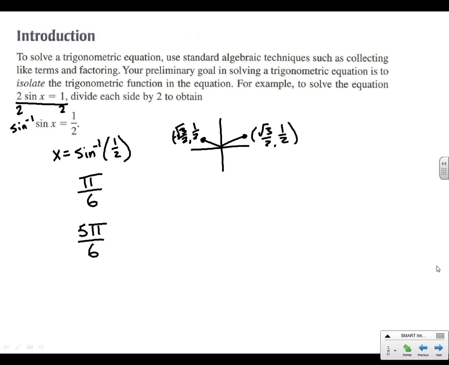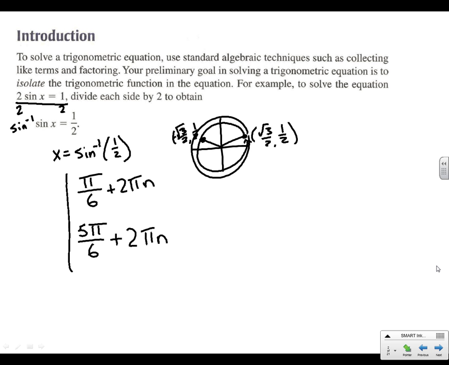But remember, we could spin around the circle and land in the same spot. So if we wanted to, we could add another 2 pi on there. And if we wanted to, we could spin around again. So we could add a 4 pi, or a 6 pi, or an 8 pi, or a 10 pi, or any multiple of 2 pi. So the way we write that is plus 2 pi n. N being how many more times we're going to go around the circle. Maybe it's no more times, maybe n would be 0. But we're allowing for the fact that we could go around the circle as many times as we wanted and still land in the same spot. Okay, so that would be our 2 solutions.